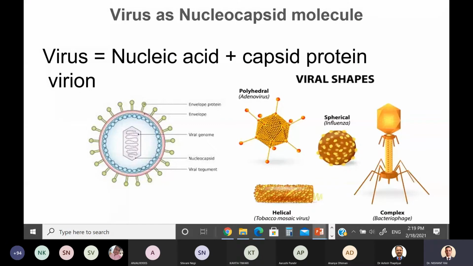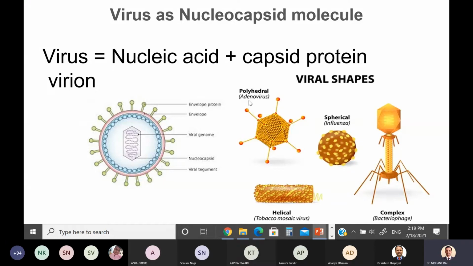And we have lots of discussion. You know that a virus is acellular, right? It is an acellular molecule, which is called a nucleocapsid molecule. And when I say nucleocapsid molecule, it means this virus is composed of nucleic acid and capsid protein. And this nucleic acid is covered by a protein coat which is called the capsid.